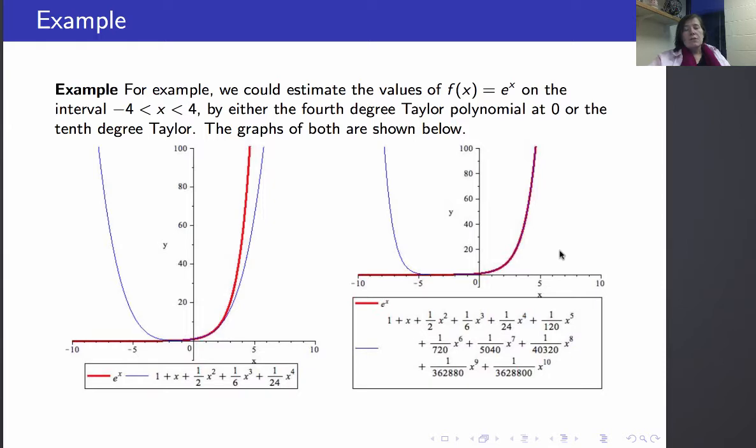The moral of the story is the larger the degree of the Taylor polynomial we take, the smaller the error of approximation is going to be for values of x near a. And also the interval around a for which the approximation is good expands as the value of n increases.